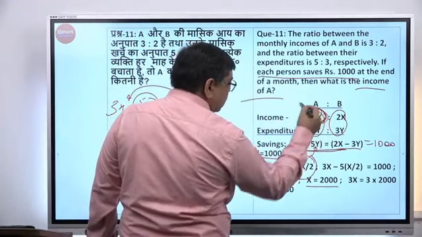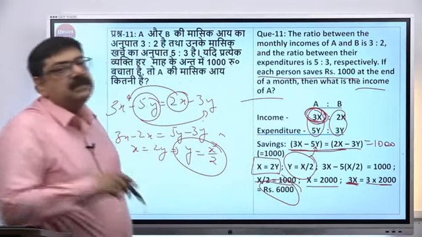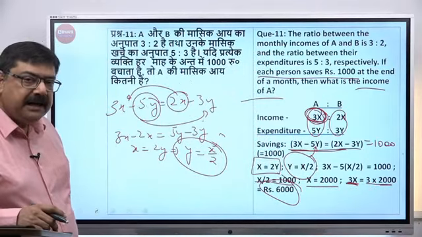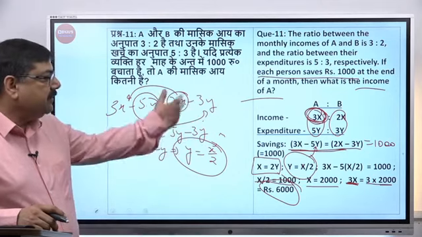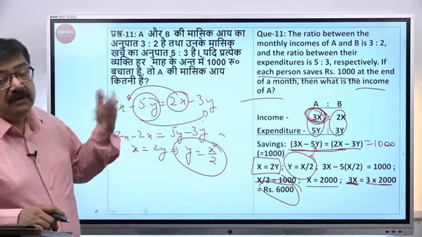Income of A is 3x. So 3 into 2000, 6000 is what we will get here. All right, that will be the income of A. Similarly, you can find out the income of B, you can find out their respective expenditures as well, because you can find out the value of Y.